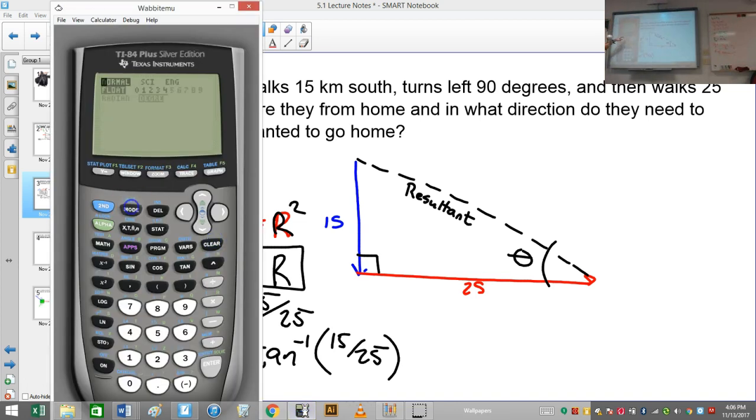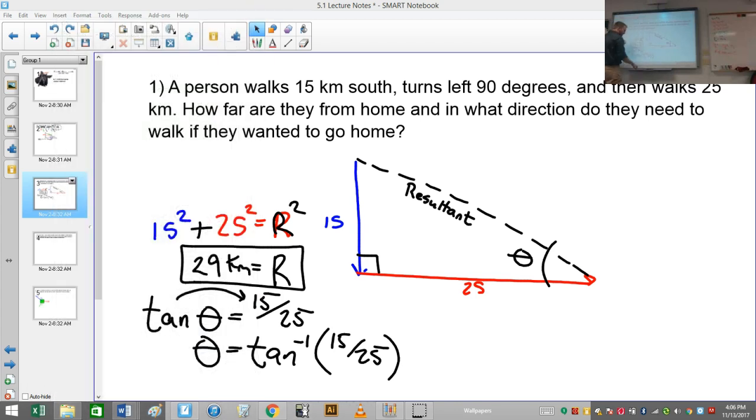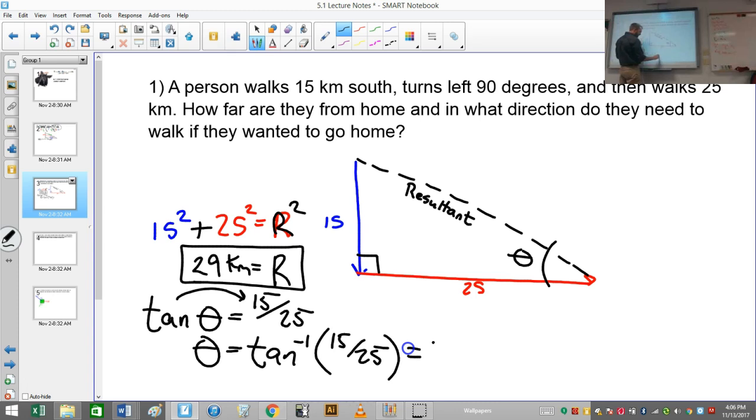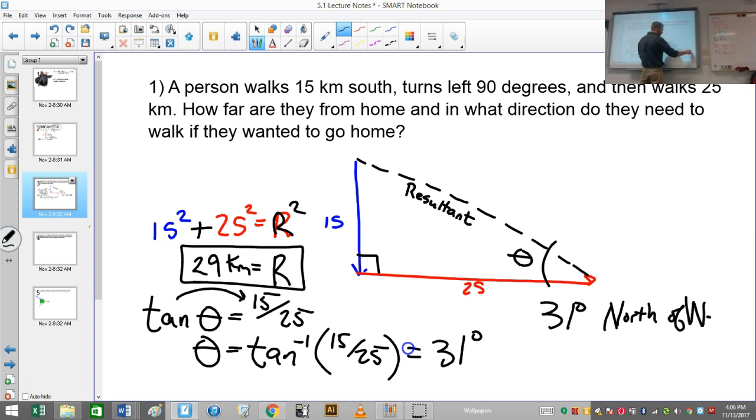So you want to go to the mode key, make sure it's in degrees, and to do the inverse tangent, it's second function tan, and I get inverse tangent of 15 divided by 25. And I get 30.96 or 31 degrees. So this is 31 degrees. Now you got to be really, really careful. This is 31 degrees north of west.